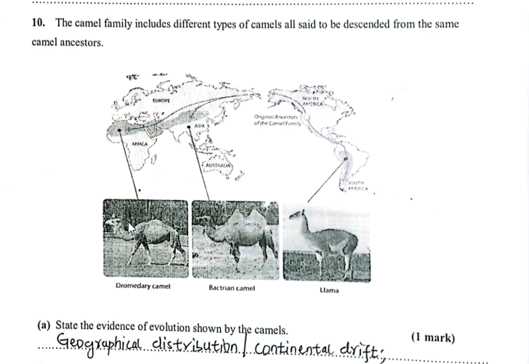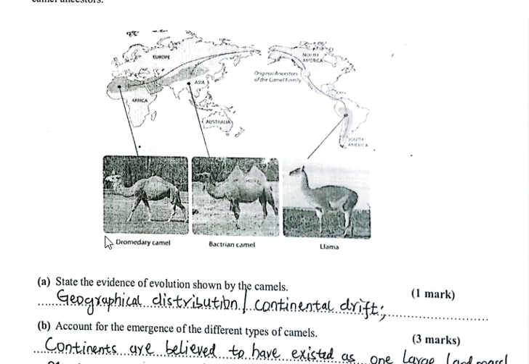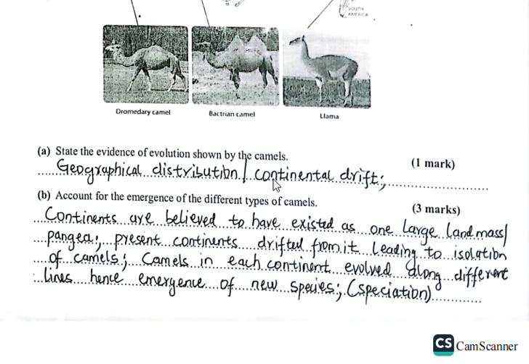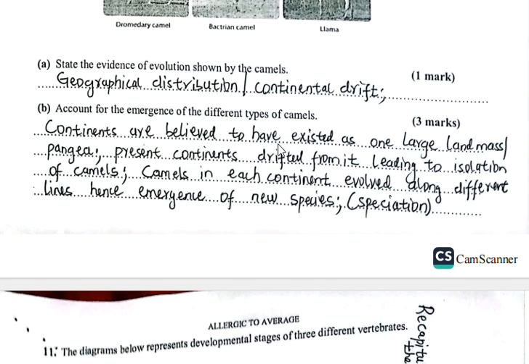Question 10. The camel family includes different types of camels, all said to be descended from the same camel ancestors. As you can see, dromedary camel in Africa, Bactrian camel in Asia, then we have llama in South America. State the evidence of evolution as shown by the camels, and that is geographical distribution or continental drift, which accounts for the emergence of different types of camels.